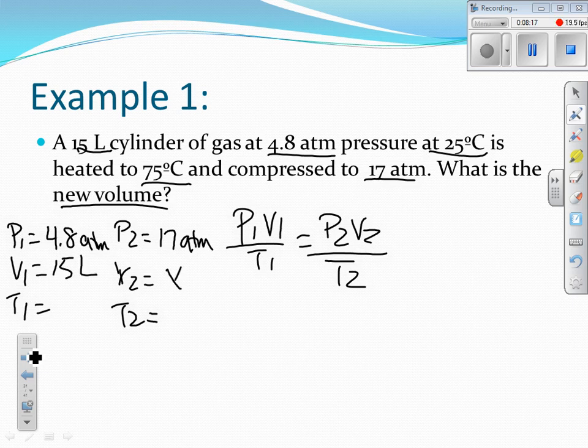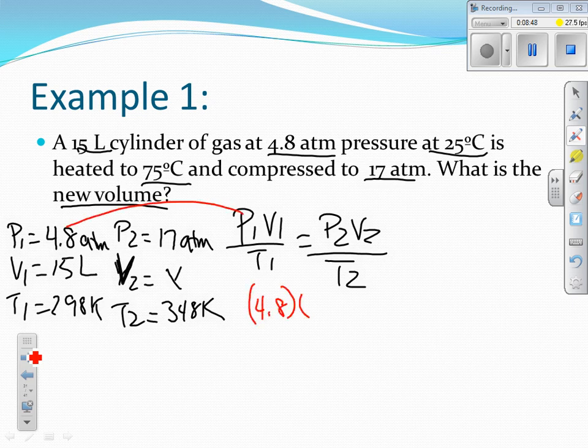The initial temperature is 25, but remember that we can never have a gas law problem with temperatures in Celsius. So our T1 is 298 kelvins, and T2 is at 75 degrees Celsius, so add 273 to that and you get 348 kelvins. So let's set it up. P1 comes here, so we have 4.8, omitting the units for the moment, times 15 over 298 equals P2, which is 17, times V2 over T2, which is 348.